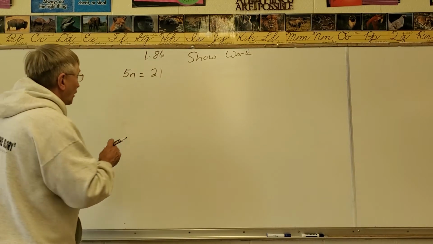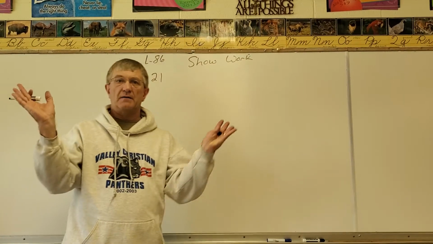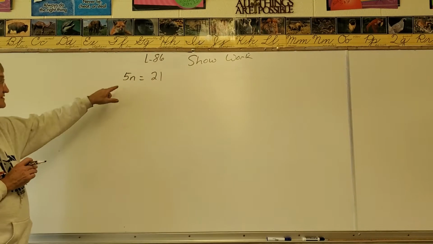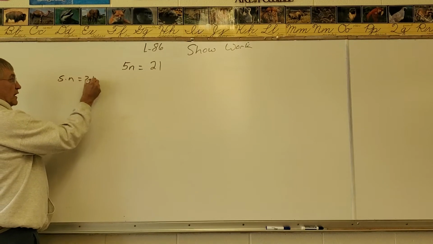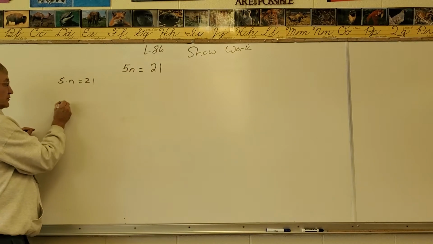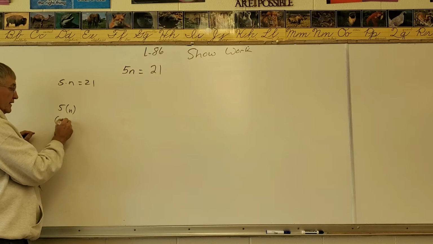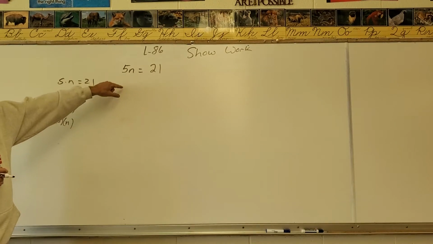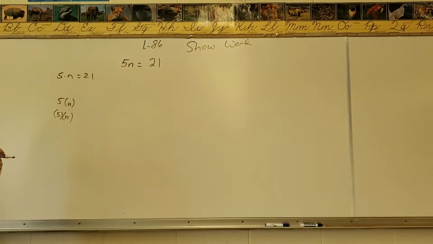First off, this is a balanced equation. It's kind of like the teeter-totter we talked about in class a while back. Whatever I do to one side, I must do to the other side. So I'm going to write it off to the side: 5 times n equals 21. I can write multiplication as 5n, or 5 times n. I can write it several different ways. Putting the number by a letter also counts, and you'll see that a lot in algebra.